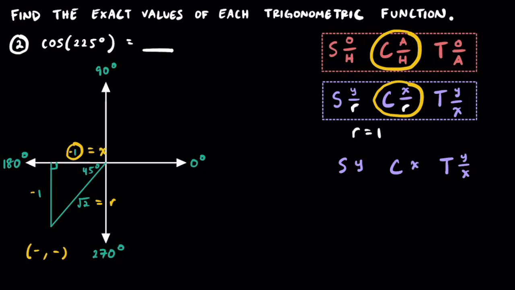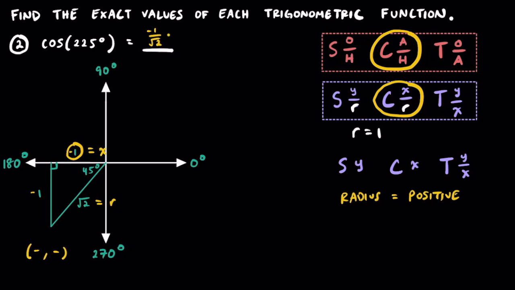So if that's a little bit confusing, I'll write this on the side. The radius is always going to be positive. It's a measurement, right? It's just measuring how long the radius is, and that's going to be a positive value. So if we take this and say it's x over r instead of adjacent over hypotenuse, then we can go ahead and say this is going to be negative 1 over the square root of 2. That would be the correct ratio.